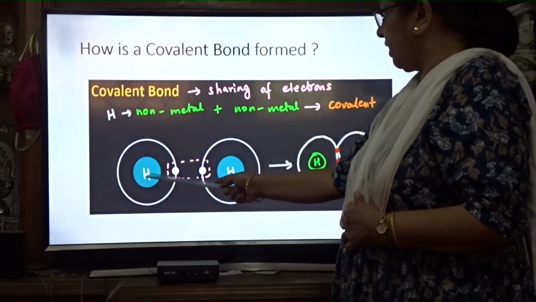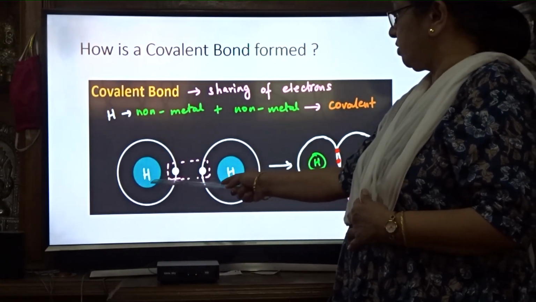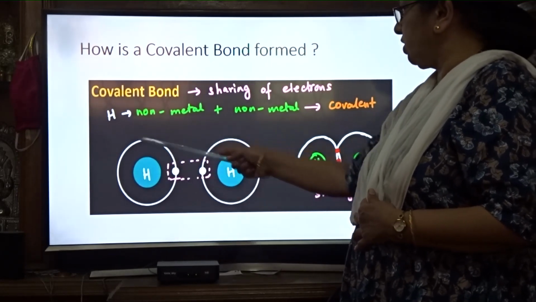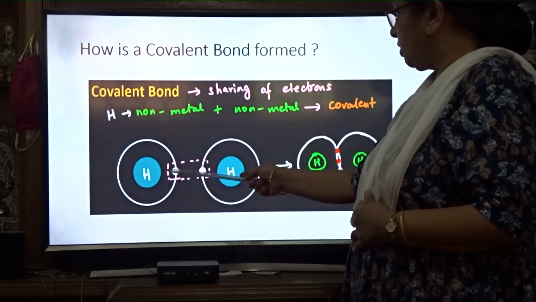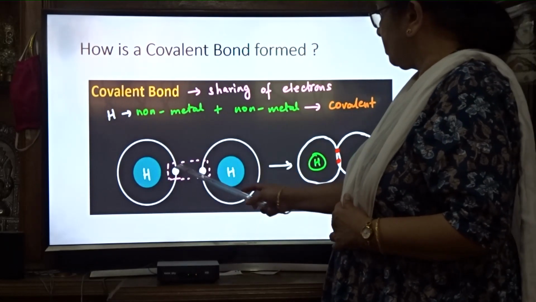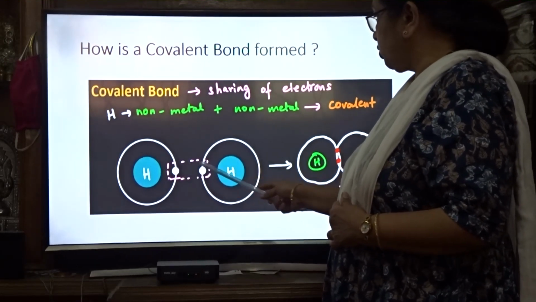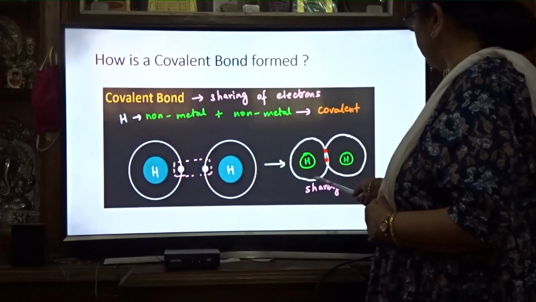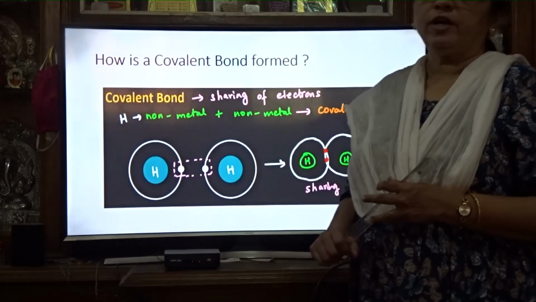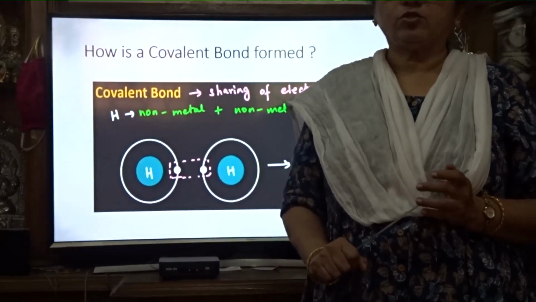Here this is the formation of a hydrogen molecule. The hydrogen nucleus is there and the electron revolves around the nucleus. Both are hydrogen atoms, each with one electron, as the atomic number of hydrogen is 1. So one electron is there in each orbit and they are sharing. Sharing of electrons takes place and a bond is formed, H-H. This is known as a covalent bond. A covalent bond is formed by sharing of electrons.